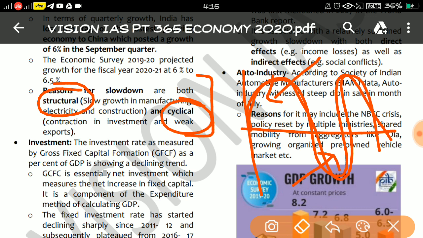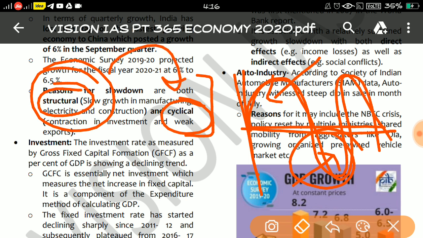Whenever there is a slowdown with respect to this particular graph, we will say that yes, the economy is slowing down. Slowdown is there, but it is a cyclical slowdown. But a structural slowdown is a wide-ranging phenomenon, which may be there due to different reasons. Demand might not be there, supply might not be there. In agriculture, you can say monsoon-related problems might be there. So the structural thing is different.